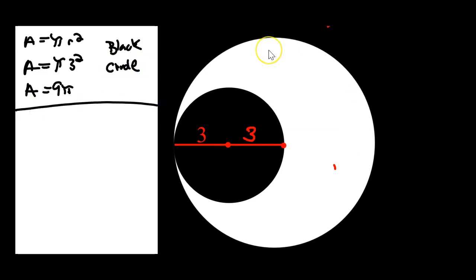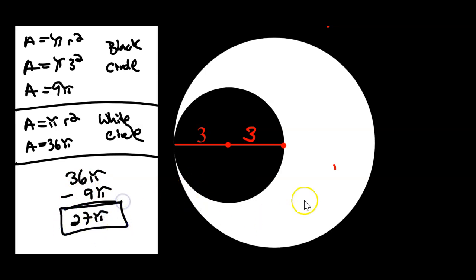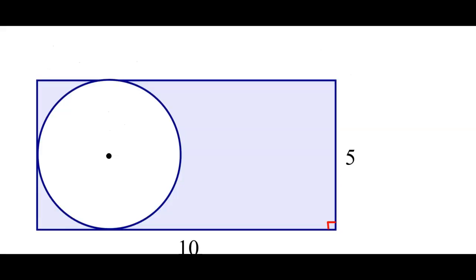Now I want to find out the area of the white circle. So the area of the white circle is once again pi r squared. So 6 squared is 36. So you got 36 pi is the area of the white circle. And so if I take the area of the white minus the area of the black, we get 36 pi minus 9 pi, which is 27 pi. So 27 pi is the area of that weird white moon shape there. Try this one out. Find the area of the shaded region.